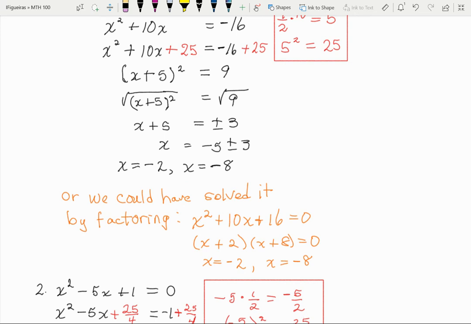If it's factorable, that's usually much faster than completing the square. So I'll just show you the same equation. This is what we started with, x squared plus 10x plus 16 equals 0. That is in standard form.